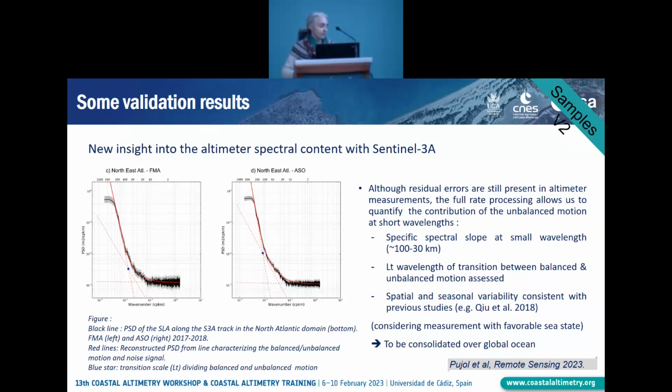However, we know that surely part of the signal at short wavelength is still impacted by residual errors on the measurement. So we need to go deeper in this analysis and better extract what is the true signal and what is the errors. We also need to extend this kind of analysis over the global ocean to confirm also that we have signal of interest in these small wavelengths. So this is work ongoing.